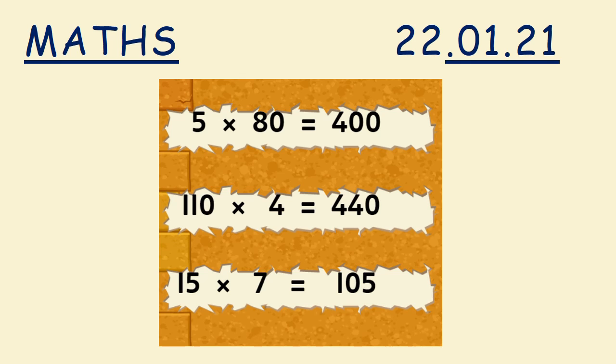110 times 4 equals 440. We partition the number 110. We have 100 and 10. So 100 times 4 is 400, 10 times 4 is 40. We add 400 and 40, which equals 440. 15 times 7 is 105. 10 times 7 is 70. 5 times 7 is 35. 70 plus 35 is 105.